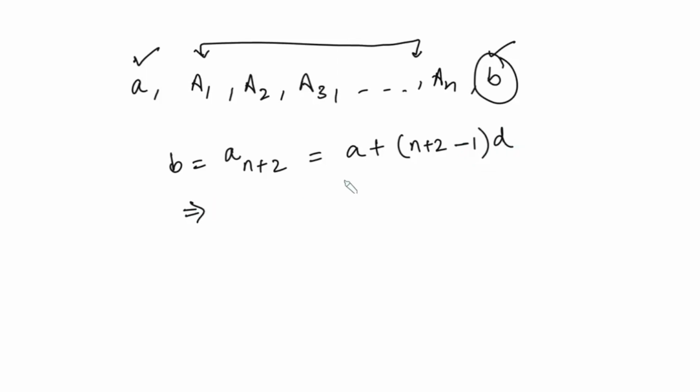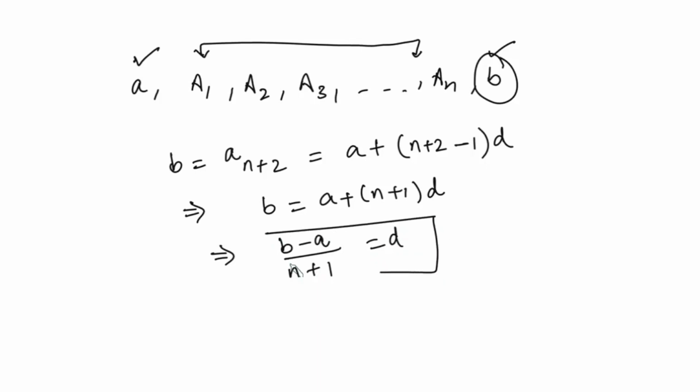And from here we get B equals A plus (n plus 1)D, or we can also say (B minus A) over (n plus 1) is equal to D. This will help us to find all the terms A1, A2, A3, and so on if required.